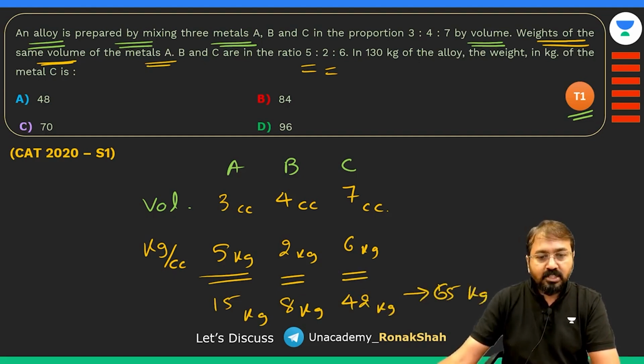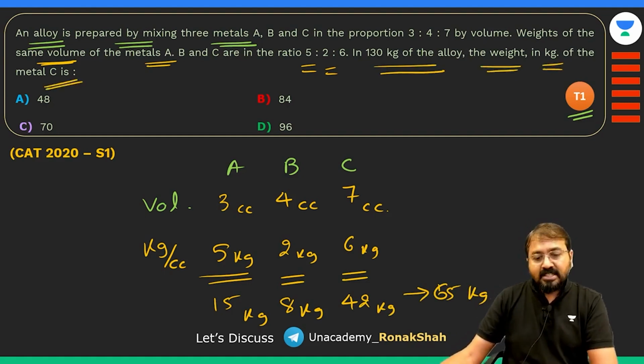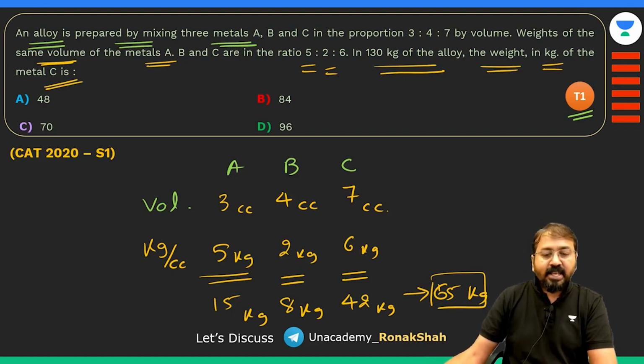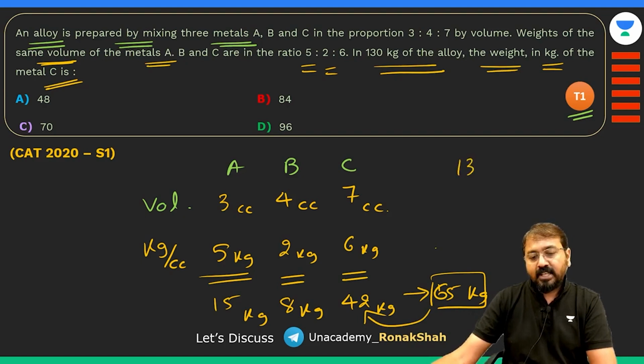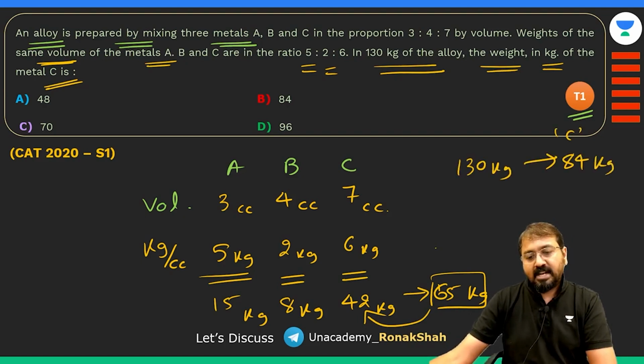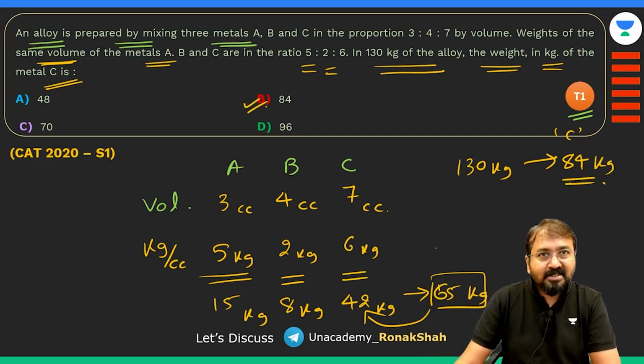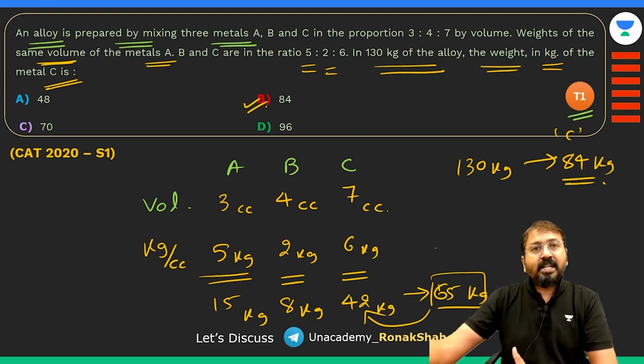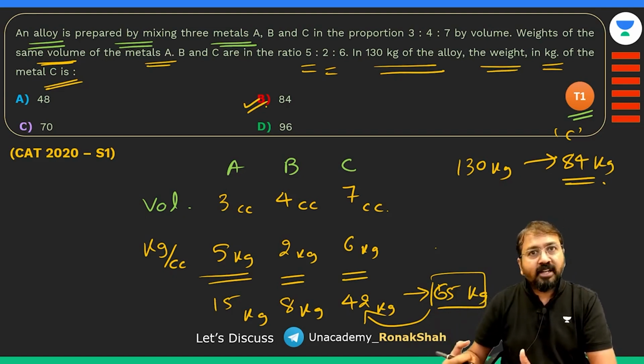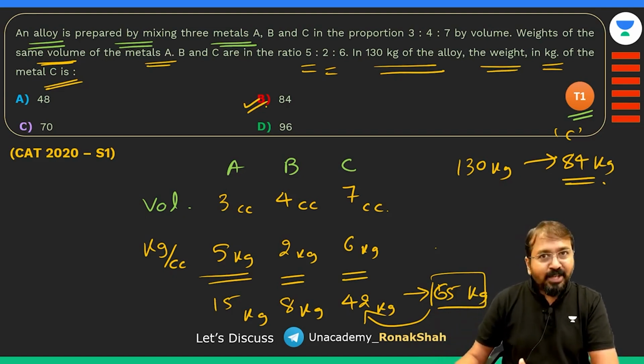Now let's read the question. So in 130 kg of the alloy, the weight in kg of metal C is how much? Guys, according to us, we have got 65 kg. In that, material C is 42 kg. So can I say in 130 kg, which is double of 65, C will be 84 kg. As simple as that. Once again, we can solve this question in less than 60 seconds. I'm sure all of you would agree with this. Since I was explaining, I might have taken 20-30 seconds more, but when you are actually solving it with good calculation speed and good accuracy, of course, you can easily solve it in under 60 seconds.